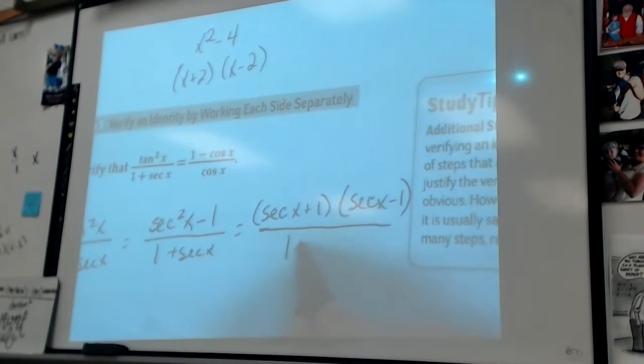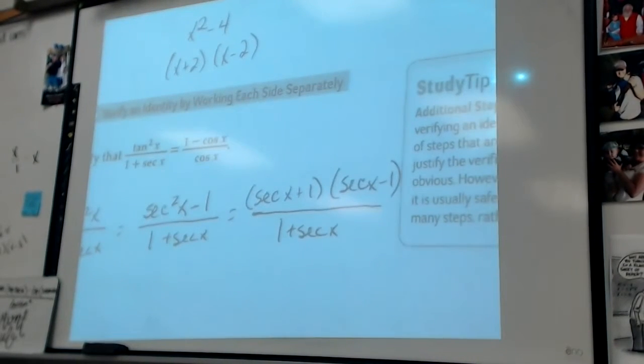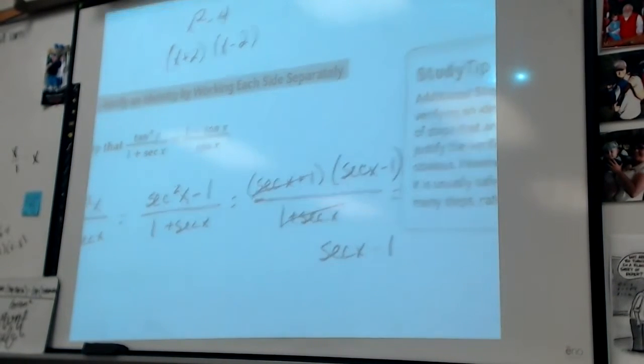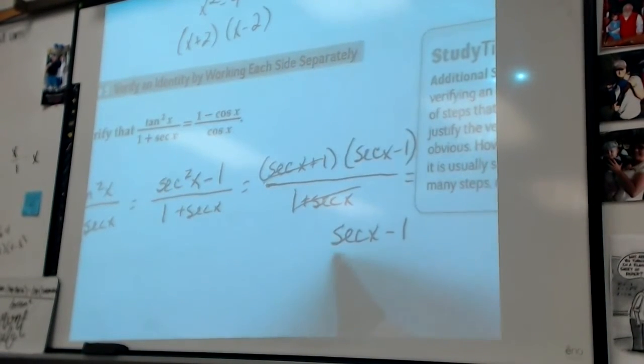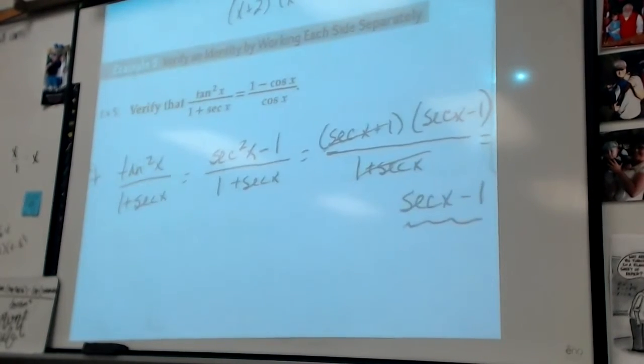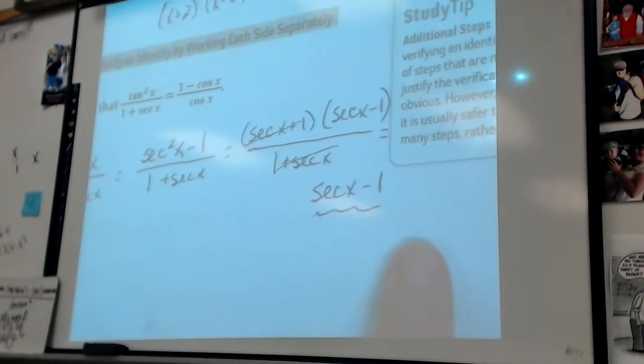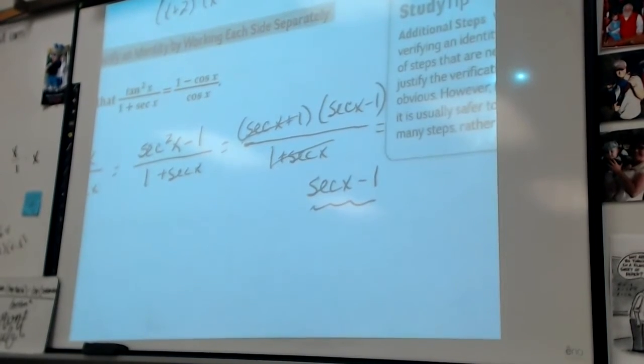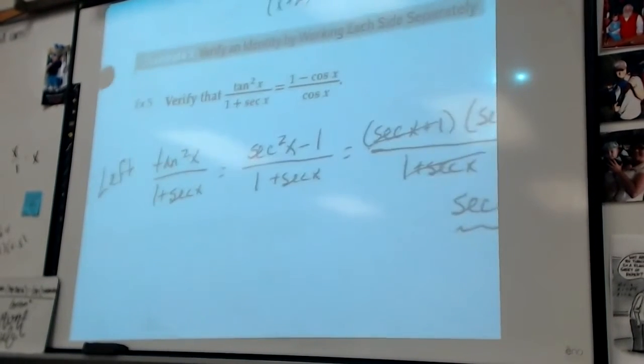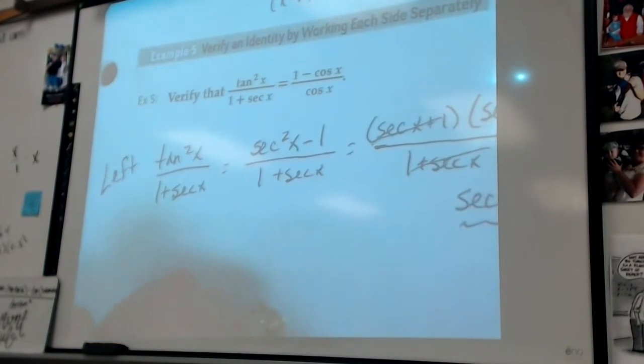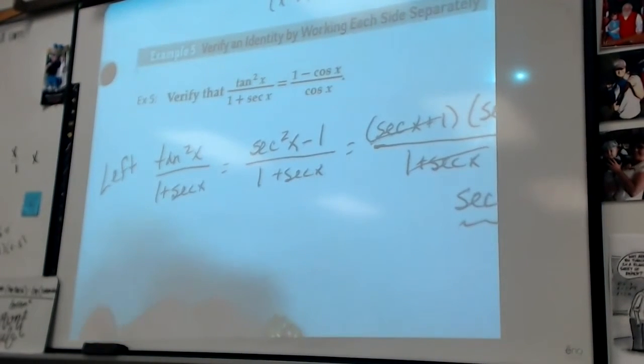So you have 1 plus secant x on the bottom. So now what can I do? Cancel out secant x plus 1 and 1 plus secant x. Yep. And so what do we have? That's probably about as simplified as we can get that. So now what we want to do is take the right side and see if we can end up with secant x minus 1. If we do, then we verified. So you're kind of working from both sides and meeting in the middle, if you want to think of it that way. All right, so the right side is 1 minus cosine x over cosine x.